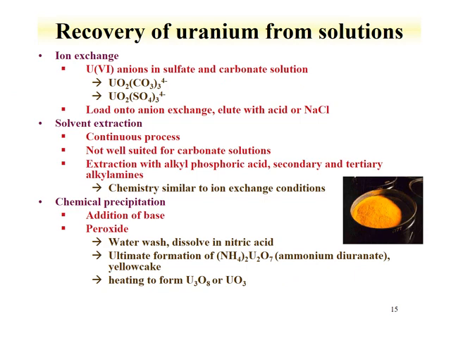Once in solution, the uranium forms can be recovered through anion exchange, solvent extraction, or chemical precipitation. An example of anion exchange is listed here, where both these anions of the carbonate or sulfate species can be loaded onto an anion exchange resin and then eluted with either weak acid or a salt solution.